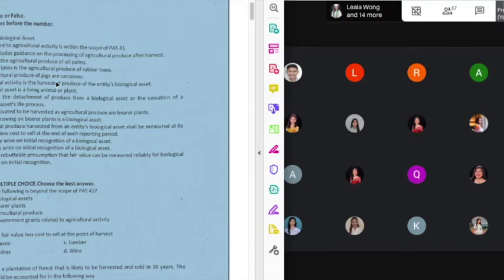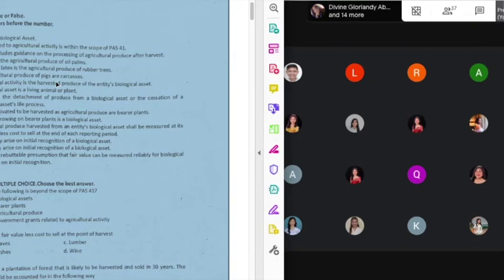Class, if the same tree can be considered as a biological asset or a bearer plant covered by PAS 16, how then would you know whether it's a biological asset or PPE? Class, the determining factor would be your intention. What is your intention for that particular tree? If you are concerned with the growth, class, on how long it grows or how thick it develops, if your concern is in the development of the tree, then that would be a biological asset.